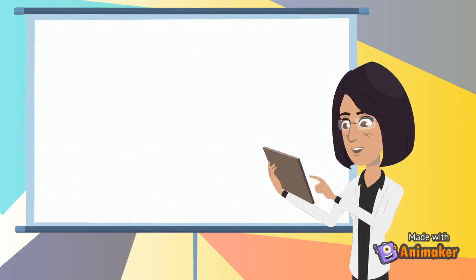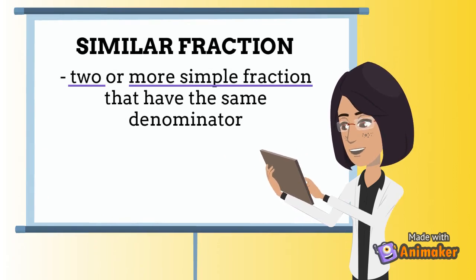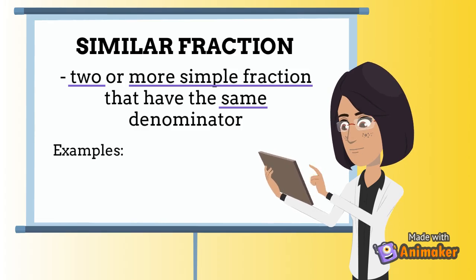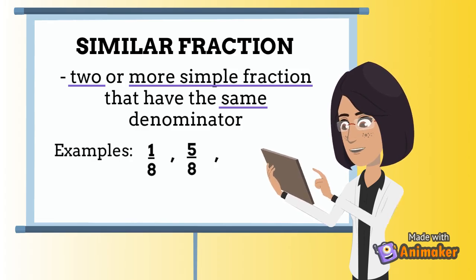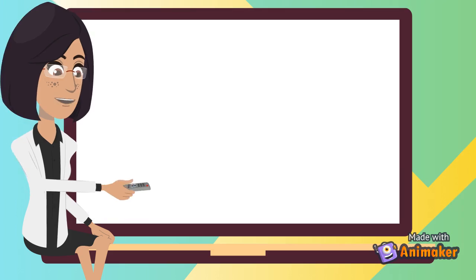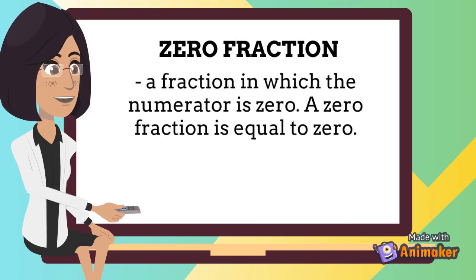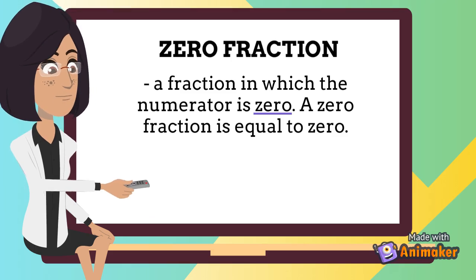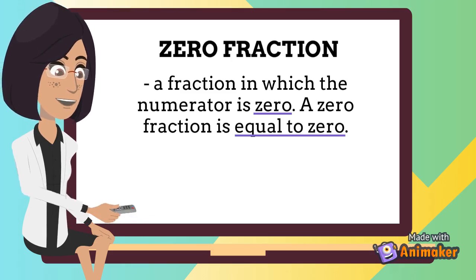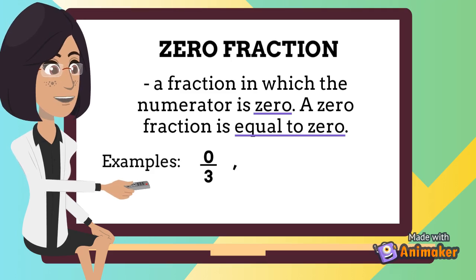The next one, we have the similar fraction. Similar fractions are two or more simple fractions that have the same denominator. Examples: 1/8 and 5/8 and 7/8. Let's proceed to the next one, the zero fraction. A zero fraction is a fraction in which the numerator is 0. A zero fraction is equal to 0. Examples: 0/3 and 0/9.